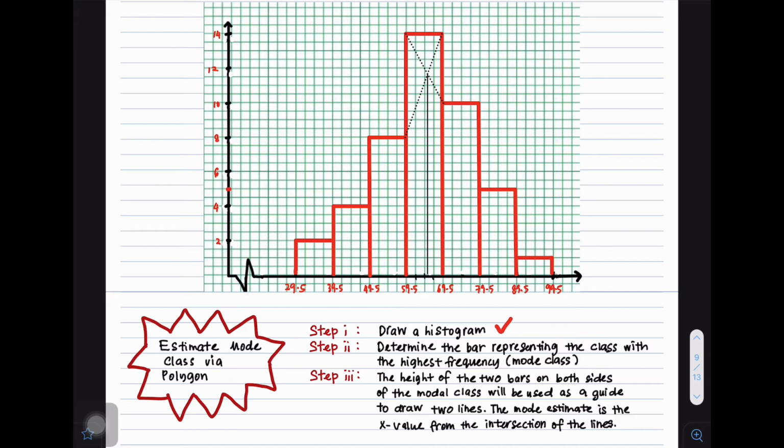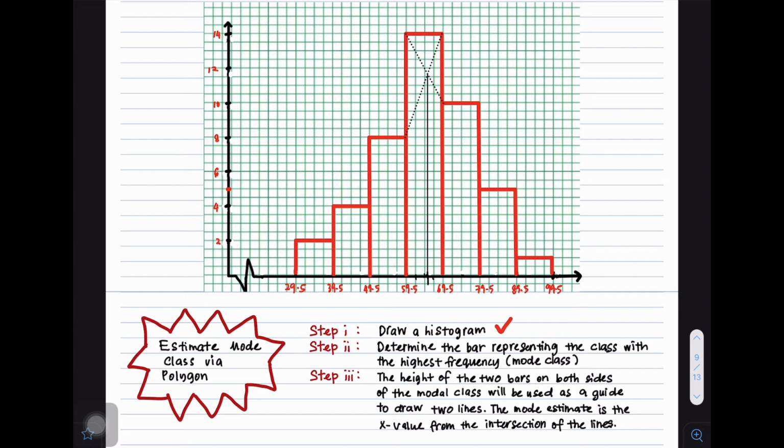Okay, and then 64.5, and the mode may be 65 or 65 point something like that. Okay, so this is how we estimate the mode value from the histogram. Kita boleh cari the mode value from the histogram. You just need to be careful.